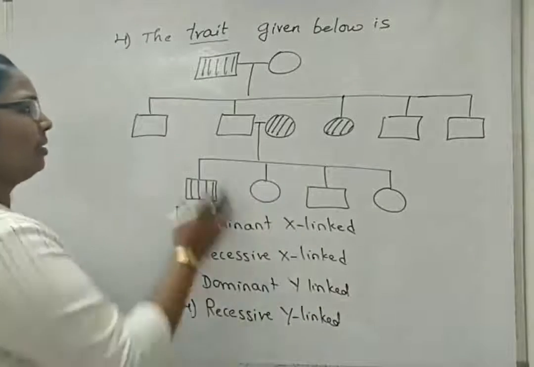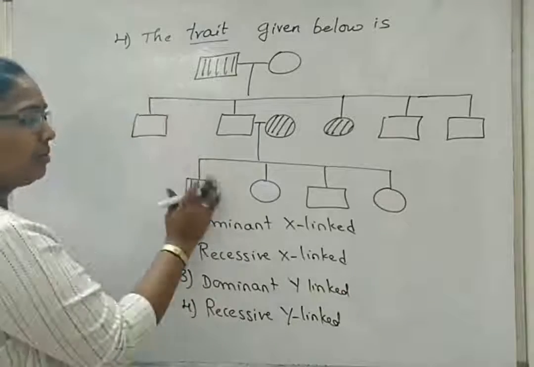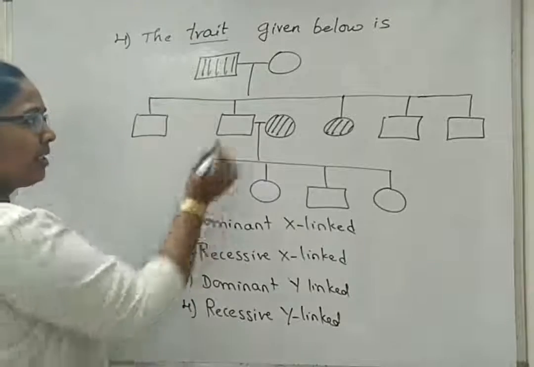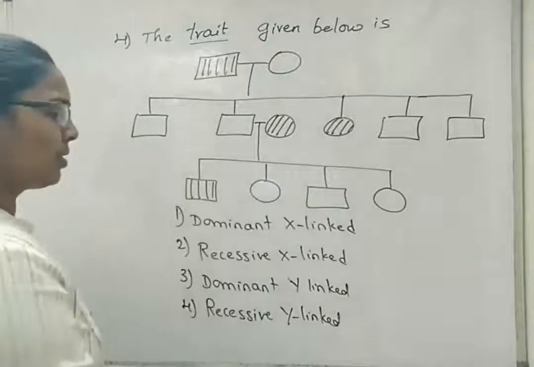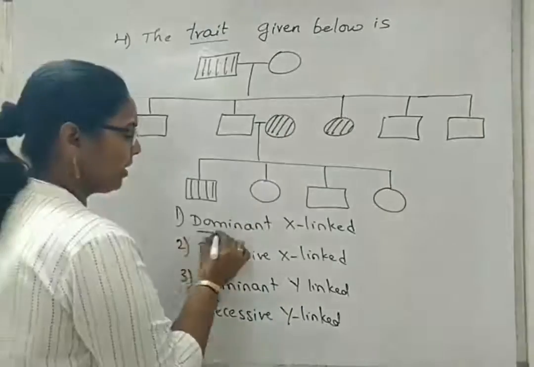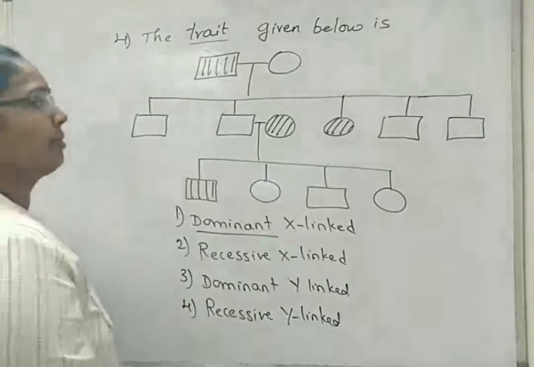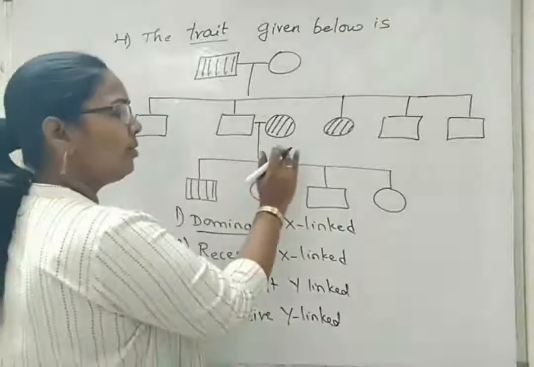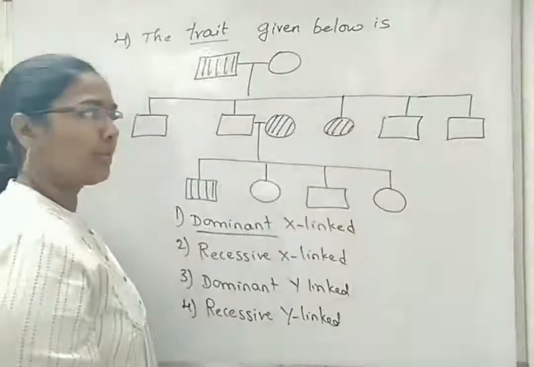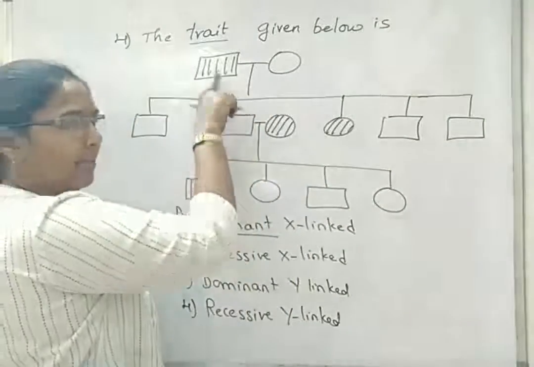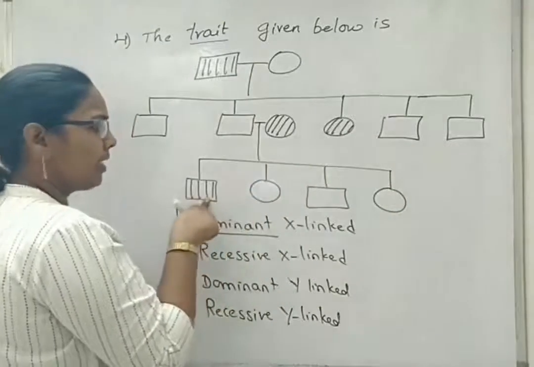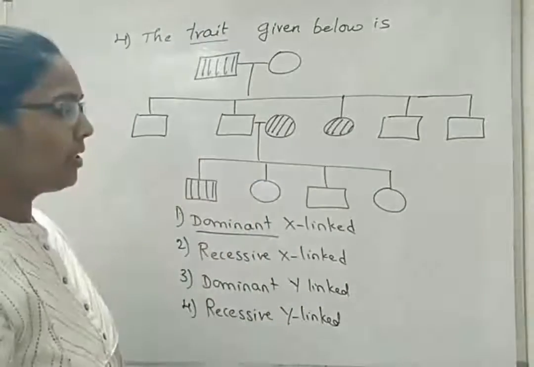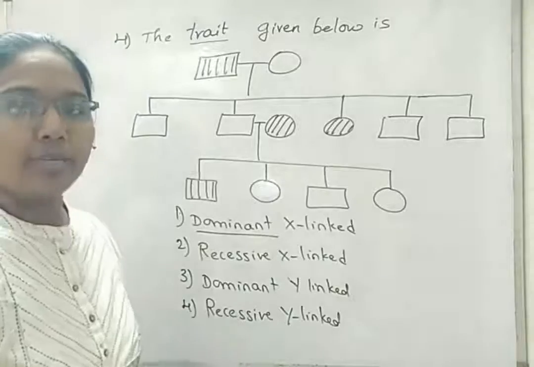First of all, we should think that this is generation 1, generation 2, generation 3. In none of the generations is the disease skipped. In all the generations, we are seeing the disorder. So, first of all, it is dominant. Then, in any generation, we did not see both the male and female getting expressed. In this generation we see a male affected, in this generation a female affected, and in this generation again a male affected. But in no generation are both male and female commonly affected.